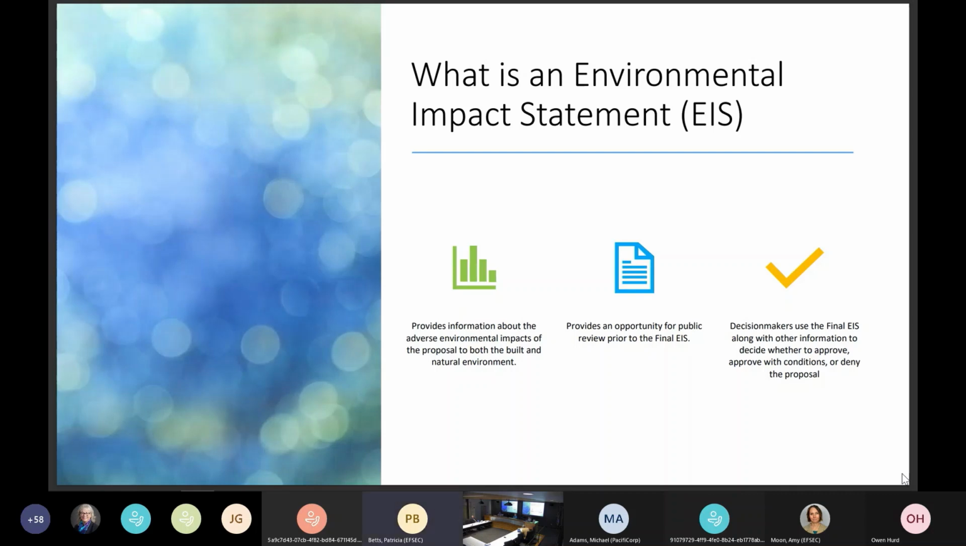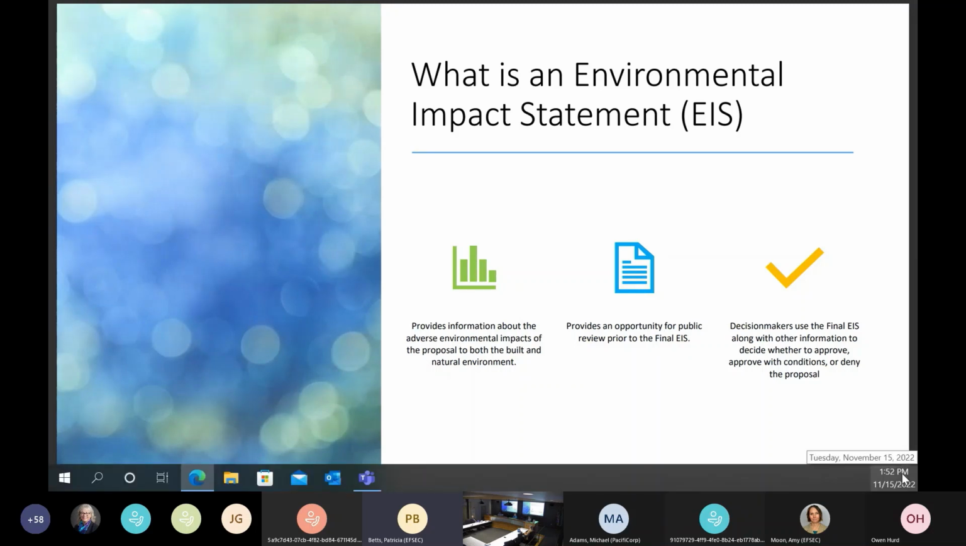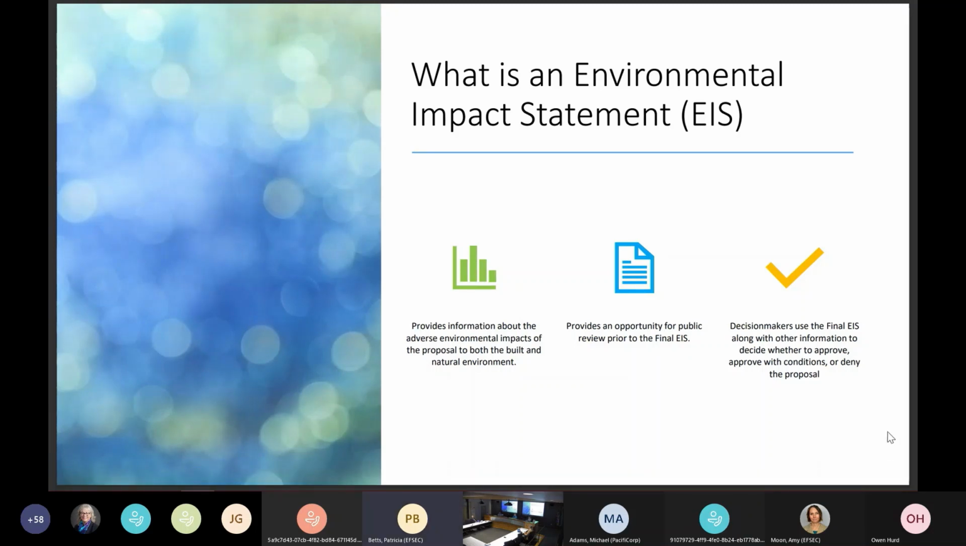So it is not the only document or consideration that will be used by decision makers to decide whether to approve with conditions, or deny the proposal. For example, decision makers may take the general welfare, social, economic, and state policy into account in weighing and balancing alternatives and in making final decisions. So it's a very important document, but it's not the only piece of information that decision makers use. We can move to the next slide.